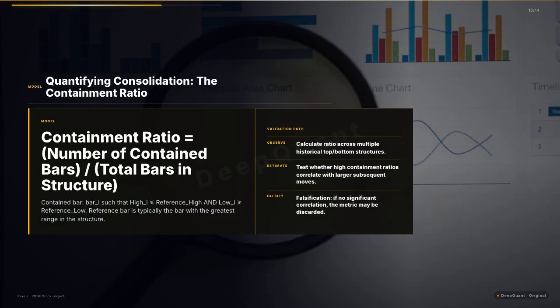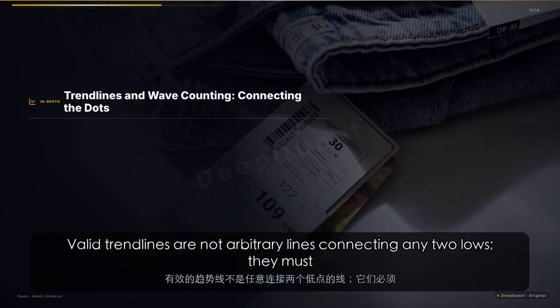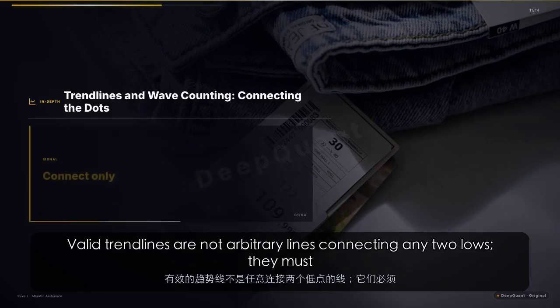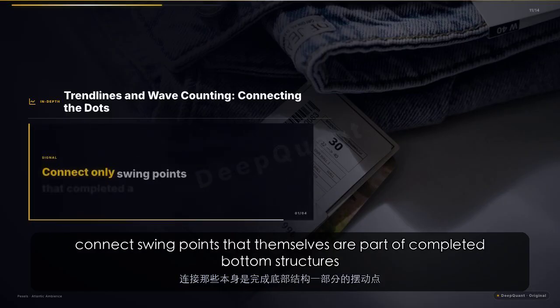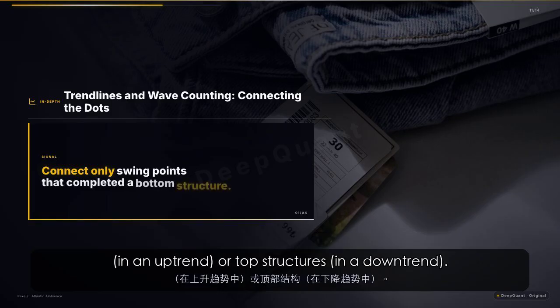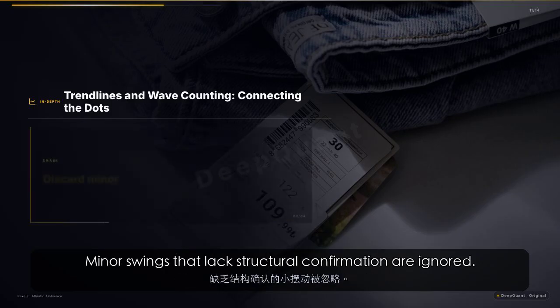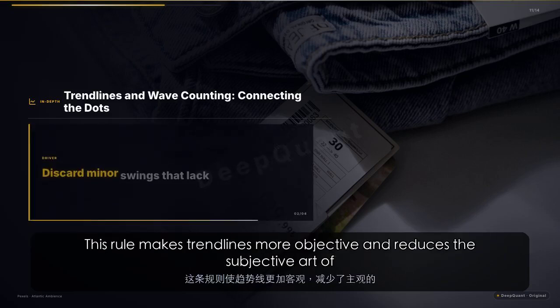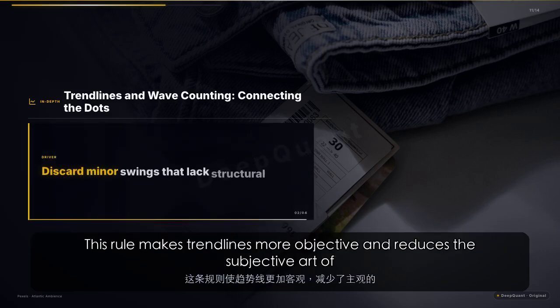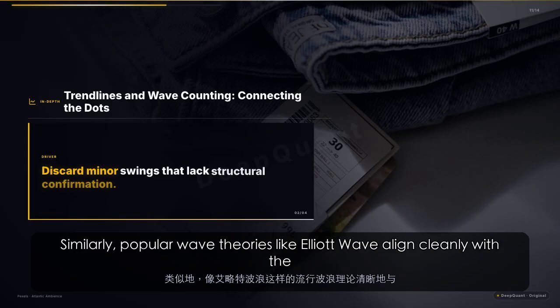Valid trend lines are not arbitrary lines connecting any two lows, they must connect swing points that themselves are part of completed bottom structures, in an uptrend, or top structures, in a downtrend. Minor swings that lack structural confirmation are ignored. This rule makes trend lines more objective and reduces the subjective art of chart drawing.